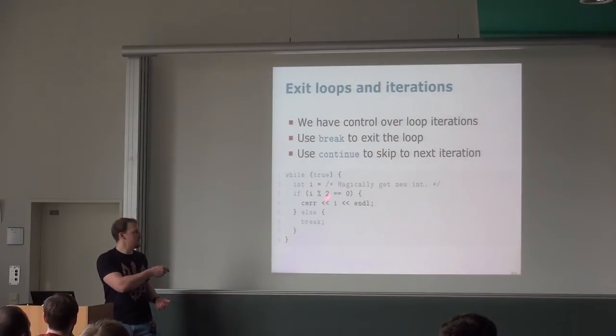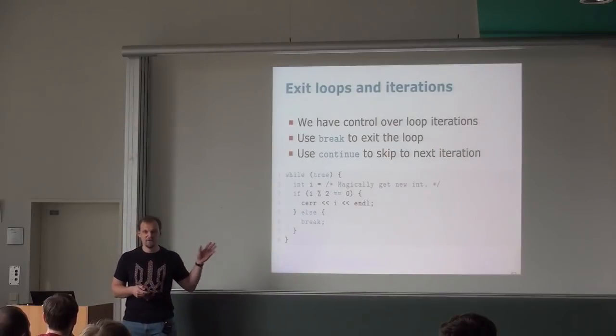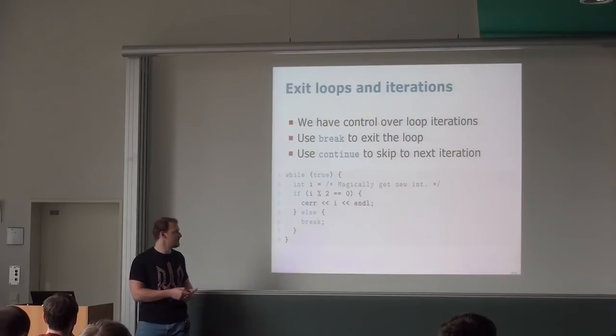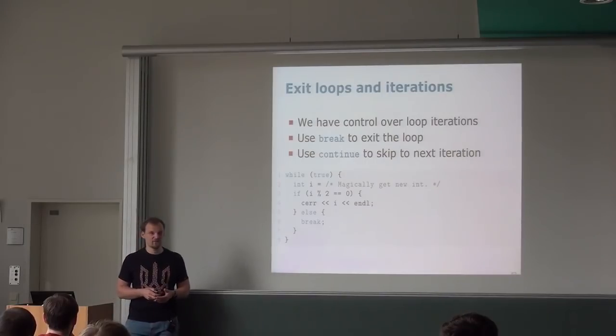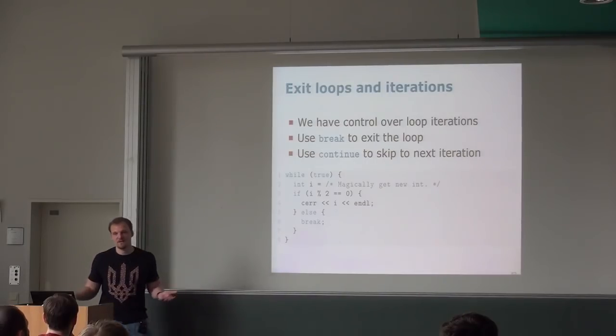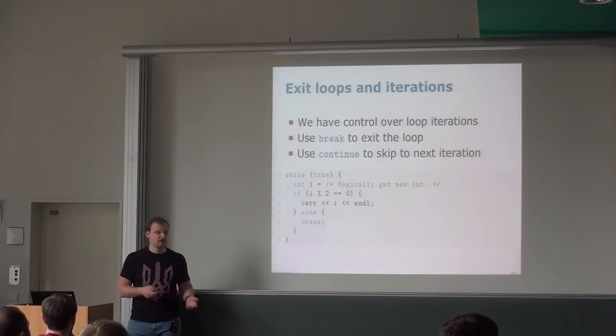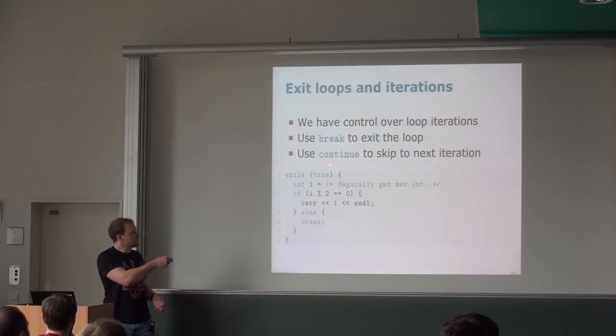And divisible by 2 means that the remainder of the modulo operation will be 0, right? So we want to stop our while loop at the first number that is not divisible by 2, for instance. I don't know why we would do it, but let's say we want to do it. So in this case, we check if i is divisible by 2, and if yes, we output it. And if it's not, then we want to break. So we don't want to do this loop anymore, because this loop would go forever.